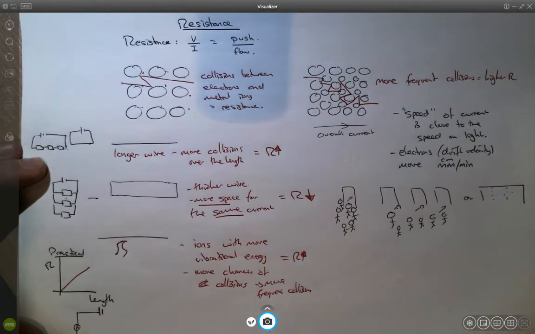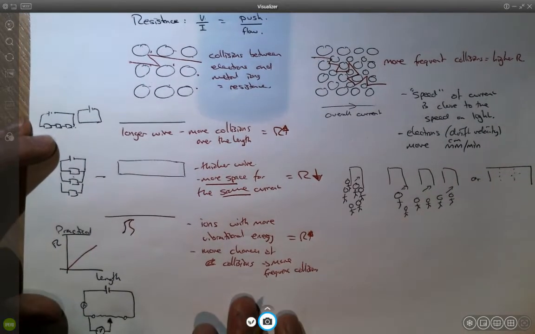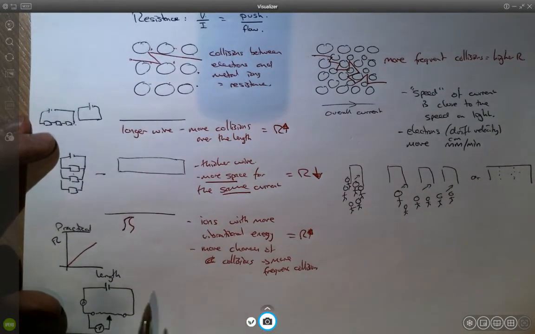Then we have some length of wire. And this is the one bit that students get confused about. We need a voltmeter attached to a flying lead, and we often represent it like this. And this means we can obviously change the position on the wire that we connect the voltmeter to. So we're effectively changing the length of wire that we are measuring.